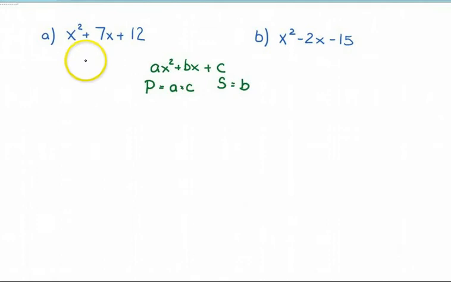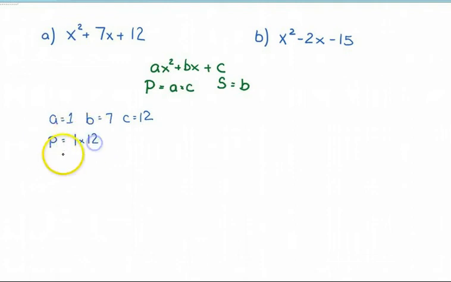So let's dive right into an example here. Example A. In this case, a is equal to 1, b is equal to 7, and c is equal to 12. Therefore, the product is 1 times 12, which is 12, and the sum is 7. So what I need to do is come up with two numbers whose product is 12 and whose sum is 7. And the two numbers would be 3 and 4.